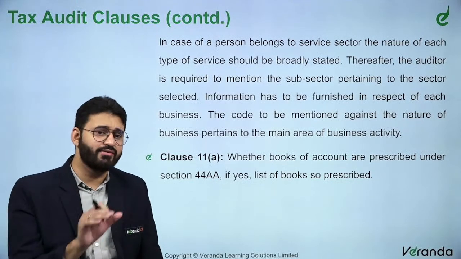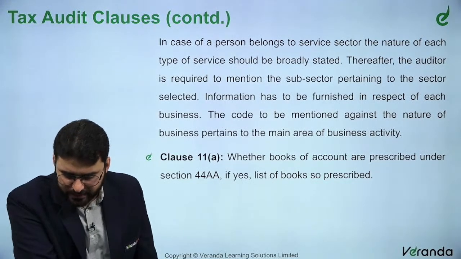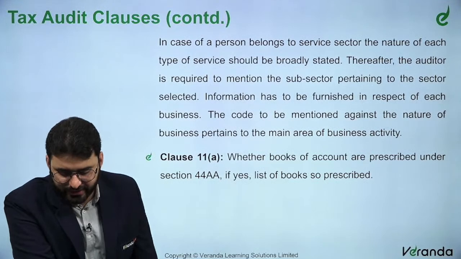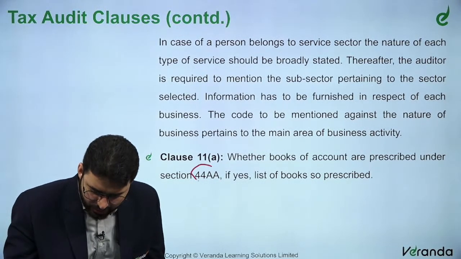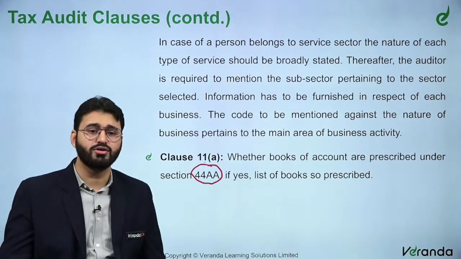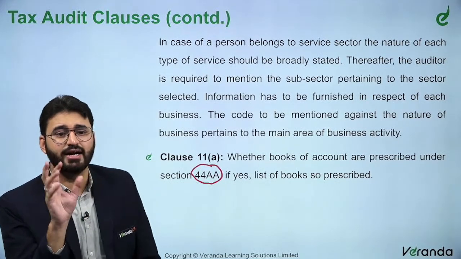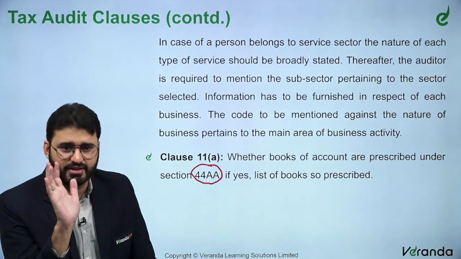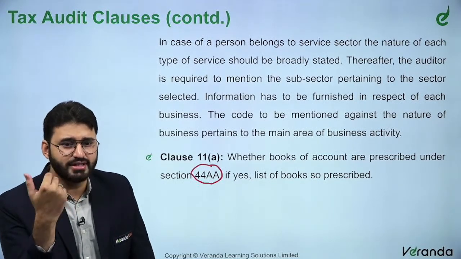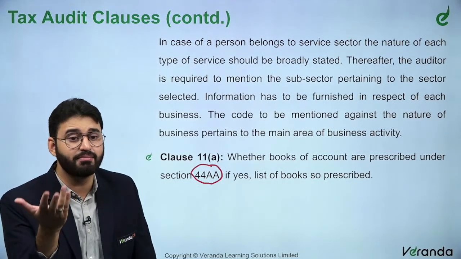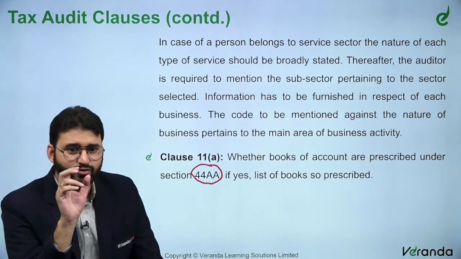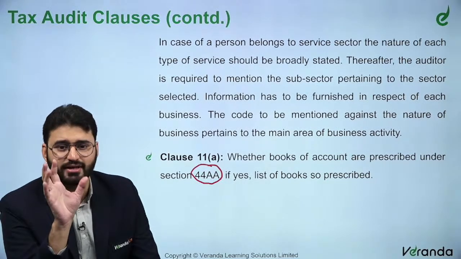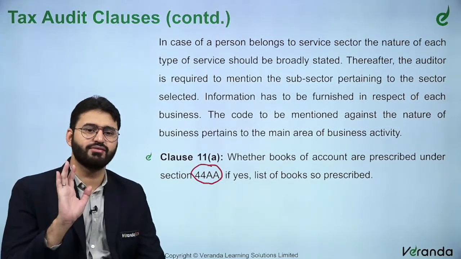Clause 11A, very, very important clause. Whether the books of accounts are prescribed under section 44AA, if yes, list the books of accounts prescribed. So, for this you need to know section 44AA. Sir, what does section 44AA talk about? Section 44AA talks about certain notified professionals like chartered accountants, doctors, engineers, architects, film industry, film artists, sports persons. All these persons have to mandatorily maintain certain books of accounts, which is prescribed under section 44AA.